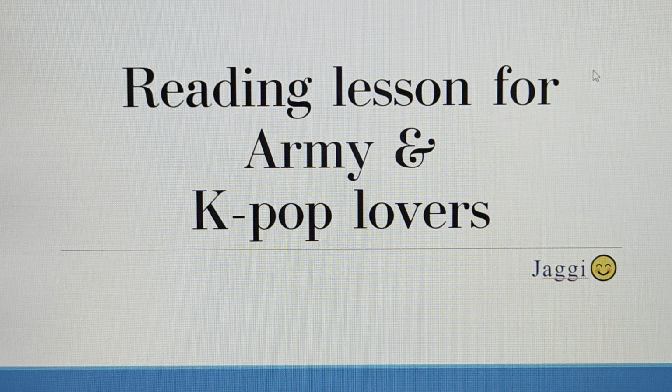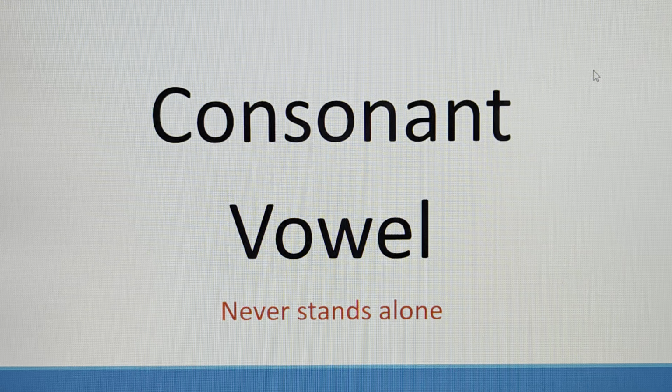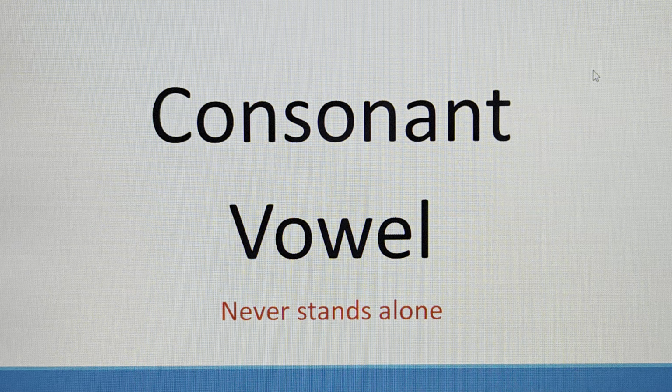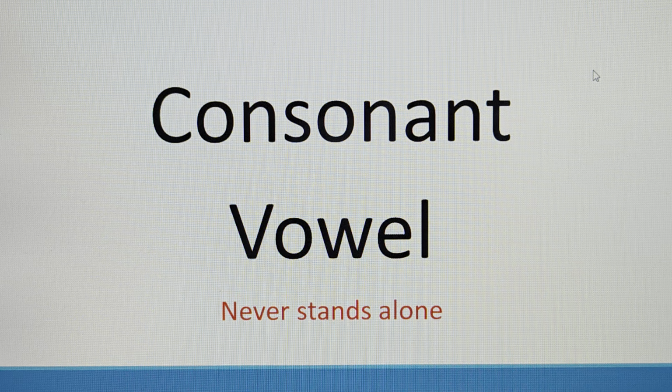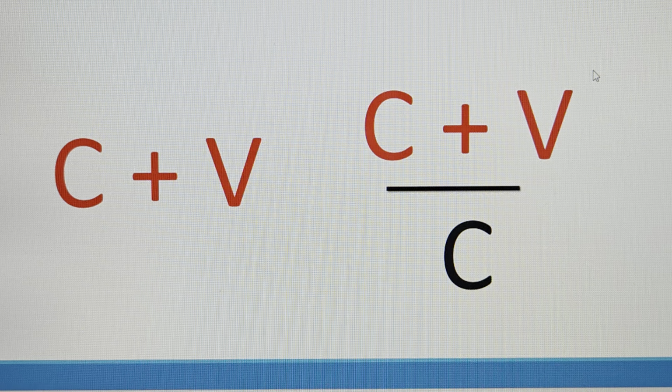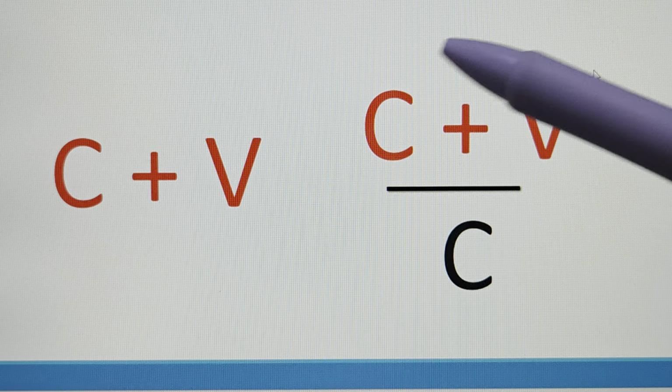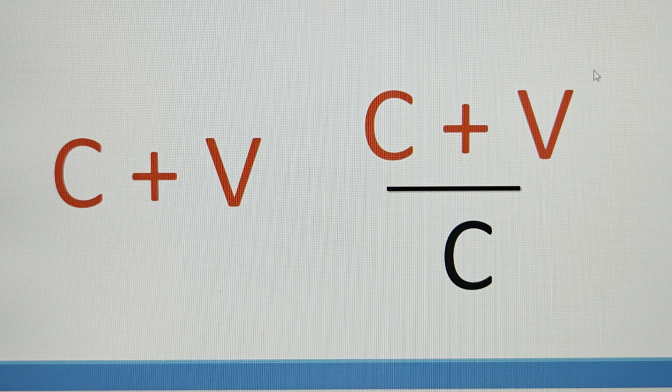In this lesson, we will continue learning about Korean consonants, and we will also practice how to read simple syllables made of a consonant and a vowel. Remember, consonants and vowels in Korean never stand alone. They always go together. So today we will practice reading this basic syllable structure, consonant and vowel.